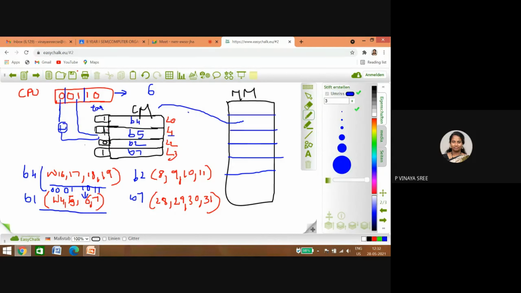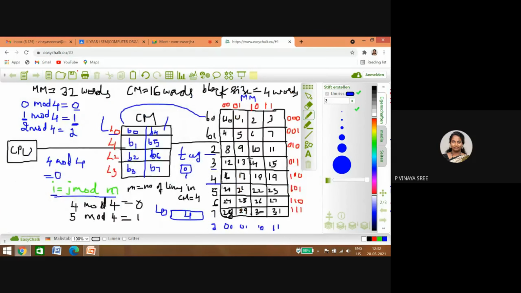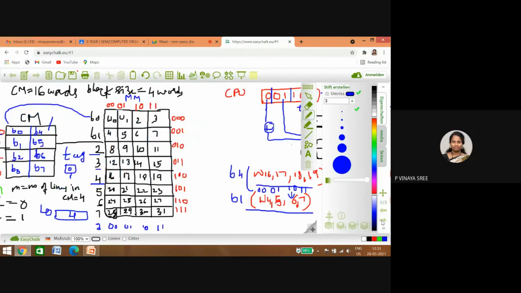So when it is a cache miss, wherever the block is present, what is this block? This one is available in block 1. So this block 1 has to be placed. This block 1 has to be placed. Now, if it is a cache miss, just a minute.